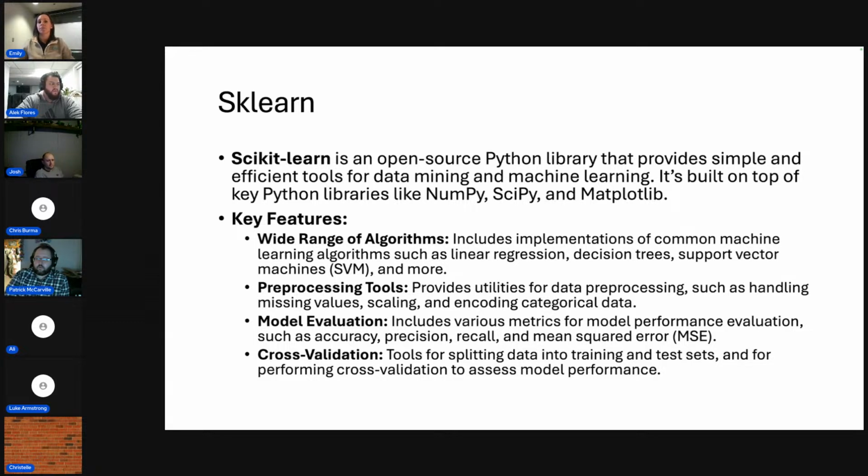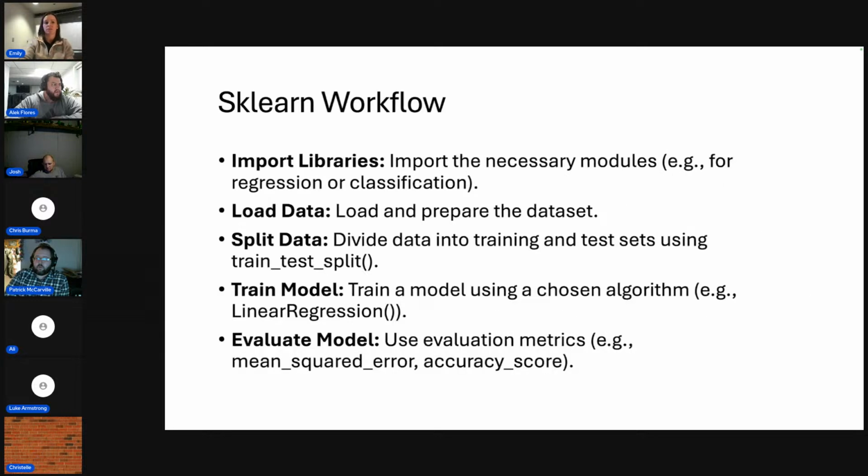And then they also offer model validation tools as well. So how do we calculate accuracy, precision, and recall? And how do we bake all of this into a pipeline that's really smooth for testing and iterating over different models? That's cross-validation. So we're going to explore some of that.